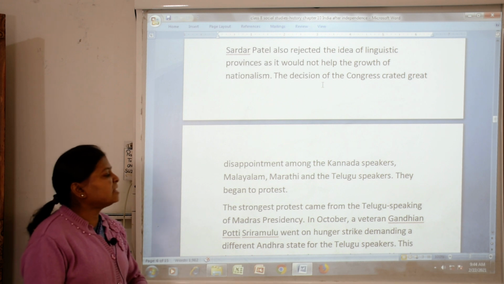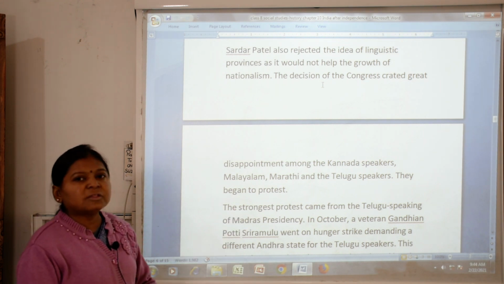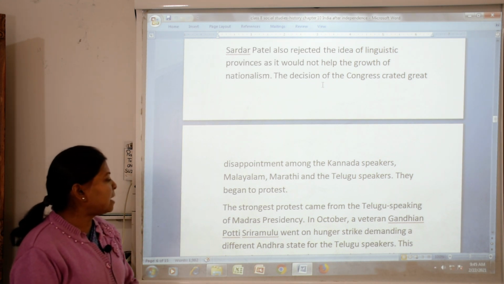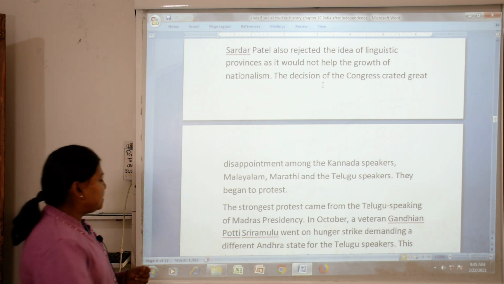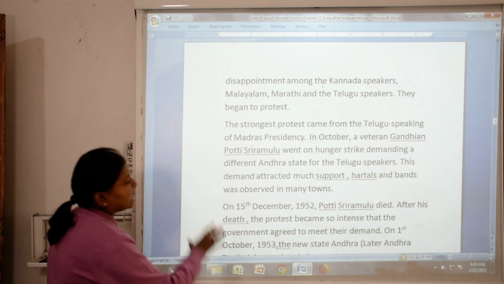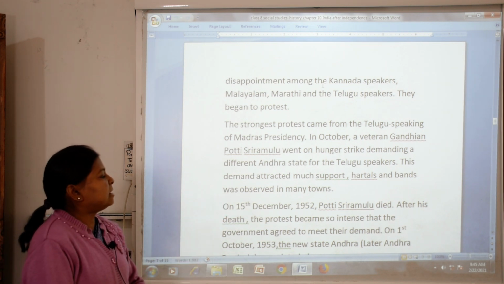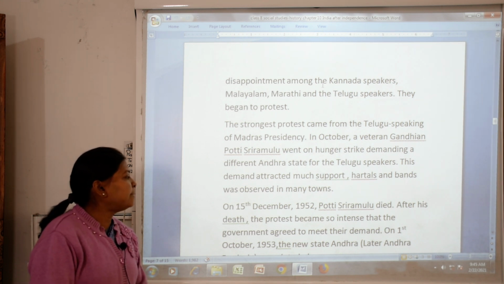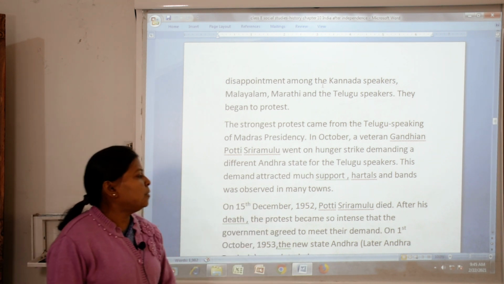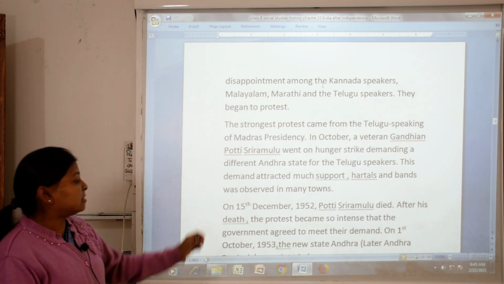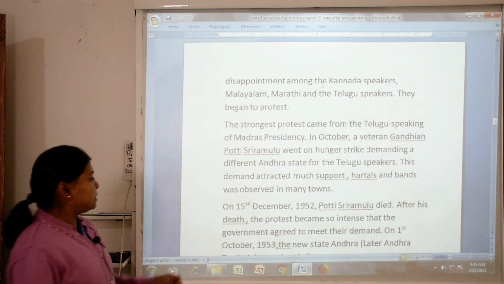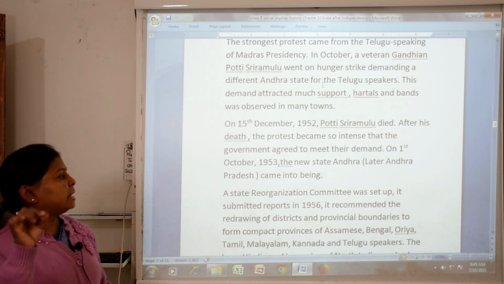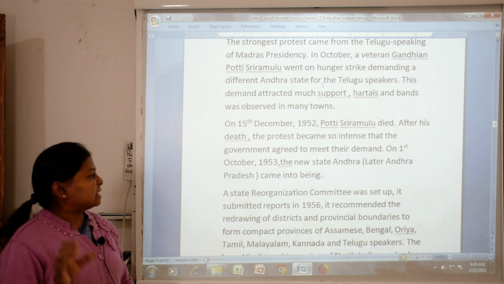The strongest protests came from the Telugu speakers of Madras Presidency. Do you know, in October, a veteran Gandhian, Potti Sriramulu, went on a hunger strike, demanding a separate Andhra state for Telugu speakers. These demands attracted much support. Hartals and bandhs were observed many times. But on 15 December 1952, Potti Sriramulu died. After his death, the protests became so intense that the government agreed to meet their demands. So, on 1st October 1953, the new state Andhra, later Andhra Pradesh, came into being.